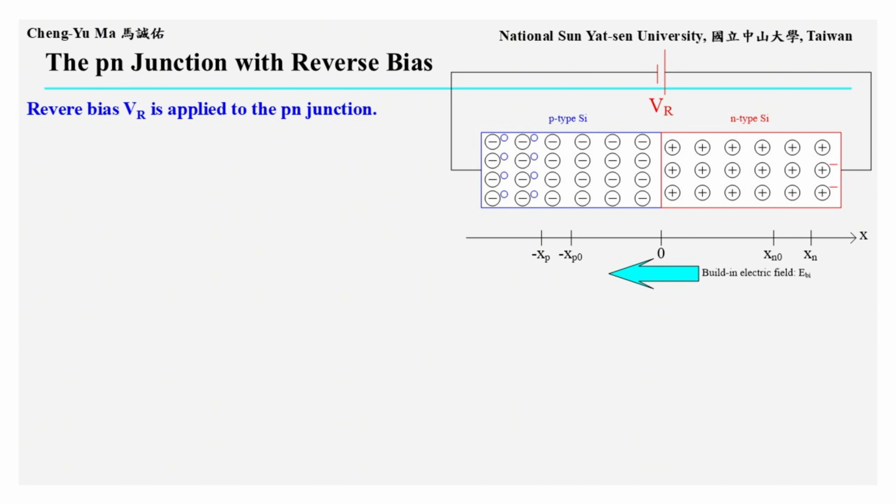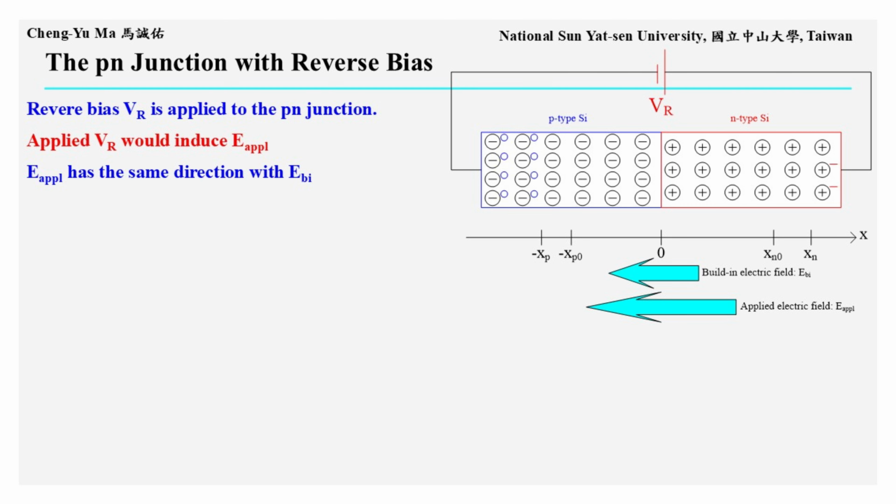First, a p-n junction is a two-terminal structure. If the p-type semiconductor is connected to a relatively low potential and the n-type semiconductor is connected to a relatively high potential, as shown in the figure, this biasing condition is called reverse bias. The reverse bias voltage is VR.